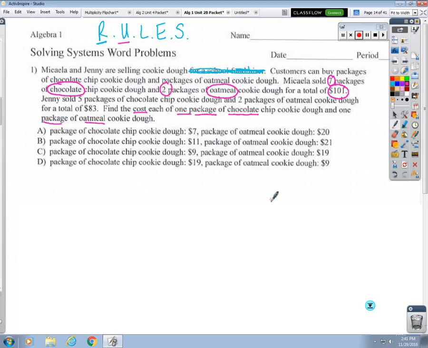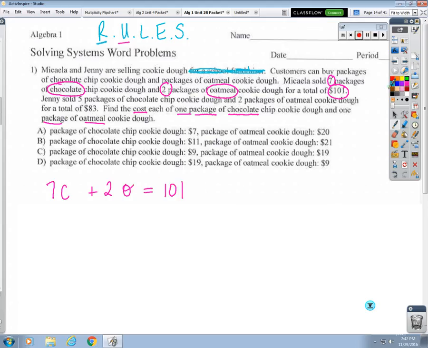So what 2 variables would you like to use here? How about C and O? Just make sure you make your O like a cursive O so you don't get it mixed up with a 0. So how do we represent her selling 7 packages of chocolate chip and 2 packages of oatmeal for a total of 101? 7C plus 2O equals 101. Very good.